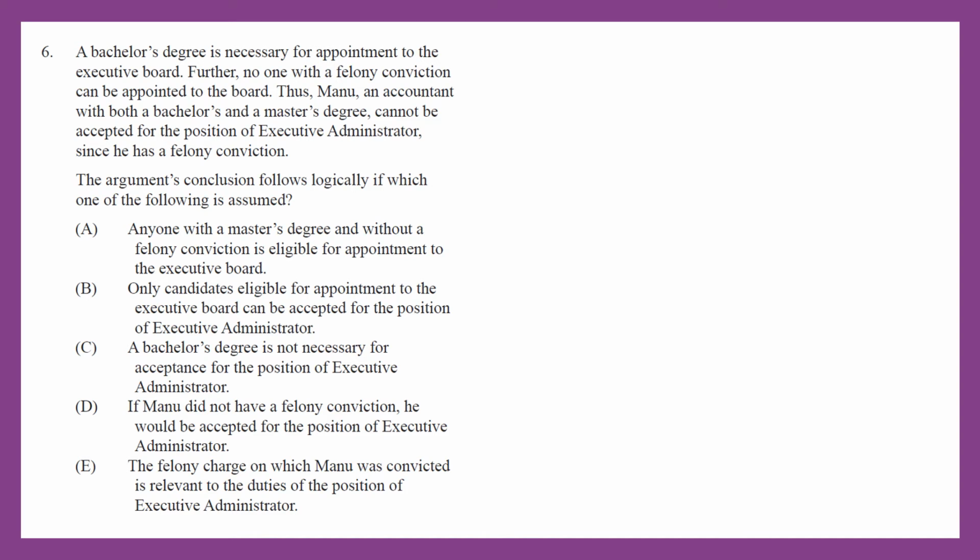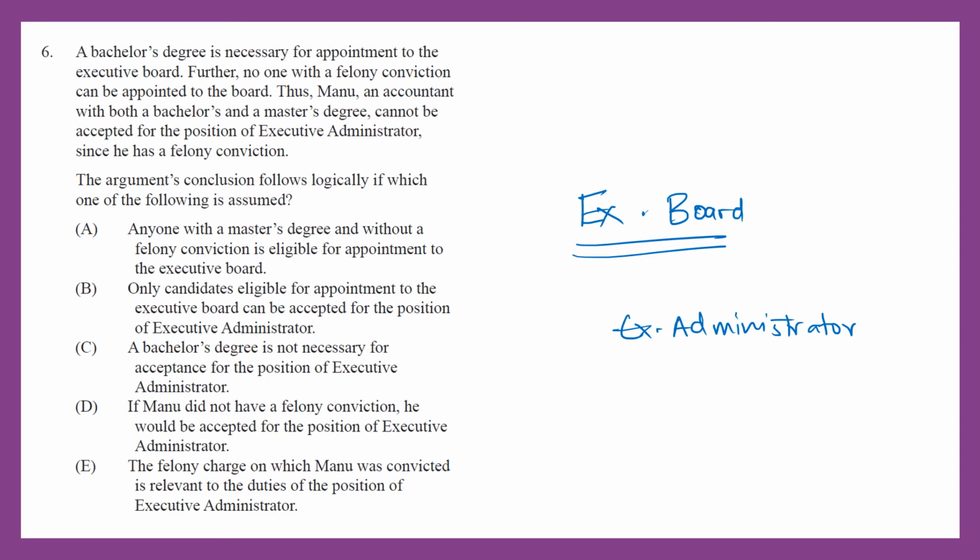So we're looking for the option that draws a parallel, as far as appointment is concerned, between the executive board and the post of an executive administrator. Now when you know that you're looking for that, just look at the options one by one very quickly. Option A doesn't talk about it. Option B says only appointment to the executive board and administrator. This is the one that we need. This connects it.